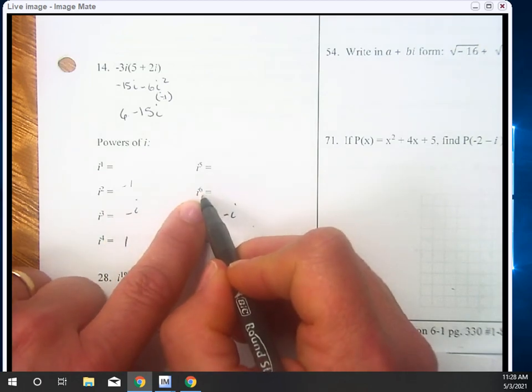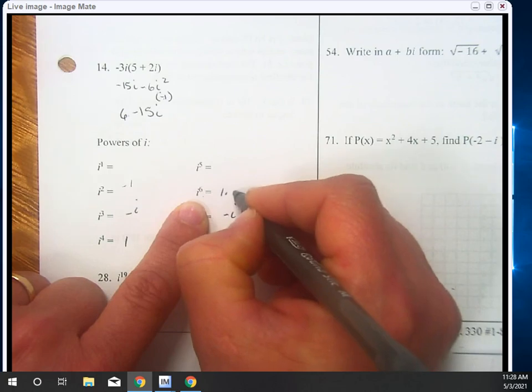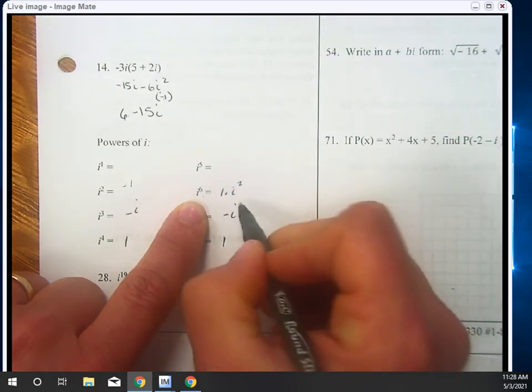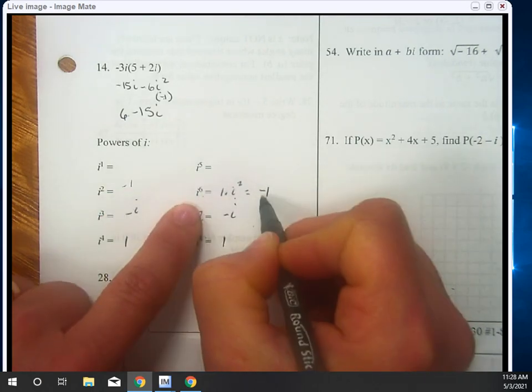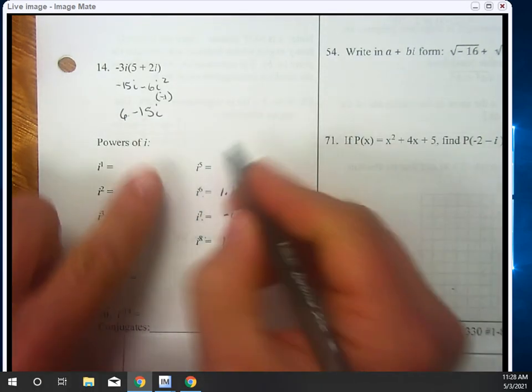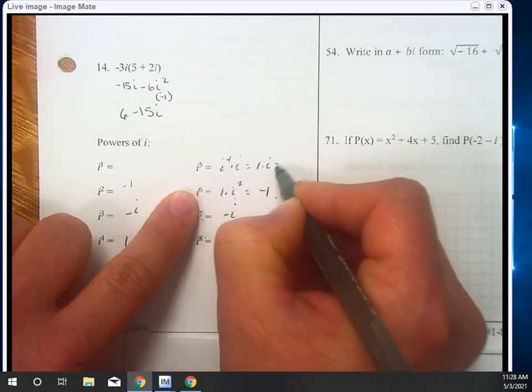I to the 6th, 4 goes into 6 evenly 1 time, with the remainder of 2. Well, i squared is what? Negative 1. I to the 6th then is negative 1. I to the 5th is i to the 4th times i, which is 1 times i, or just i.